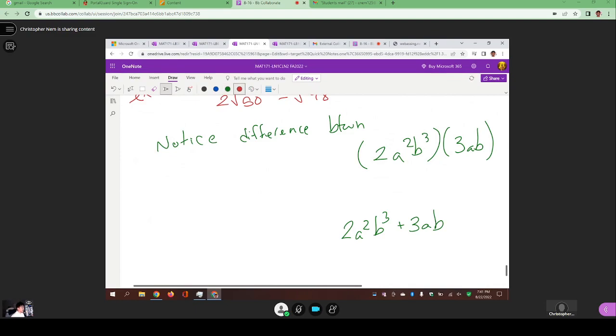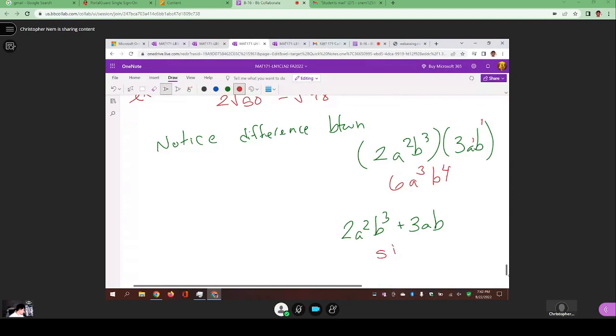When we multiply these out, 2 times 3 is going to be 6. Now, a squared times a. Well, technically there's an exponent of 1. And if we're multiplying terms that have the same base, we're going to add the exponents. So instead of a squared, we have a cubed. B to the third times b to the first power, we add the exponents, so b to the fourth power. Boom.